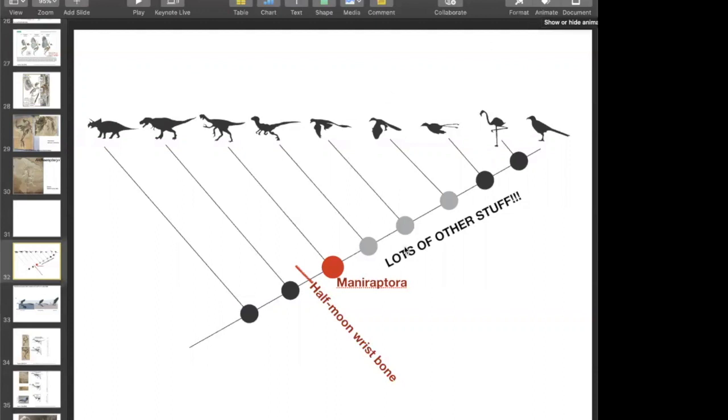Okay, so if we consider our theropod dinosaurs, we've got lots of big theropod dinosaurs that exist in many clades, and we have lots of small theropod dinosaurs that also exist in many clades. The Maniraptora is something we've talked a lot about, but I want to talk about some other features. Here I've just written lots of other stuff. There are a lot of features that arise in our more derived theropod dinosaurs.